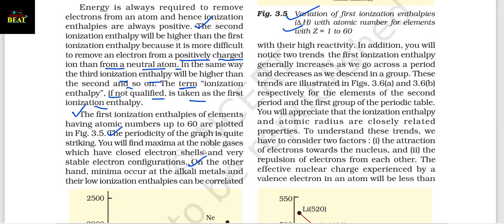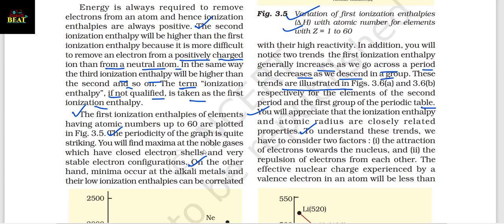In addition, you will notice two trends. The first ionization enthalpy generally increases as we go across a period and decreases as we descend in a group. These trends are illustrated in figures 3.6a and 3.6b. I will show the diagram respectively for the elements of the second period and the first group of the periodic table. You will appreciate that the ionization enthalpy and atomic radius are closely related properties.